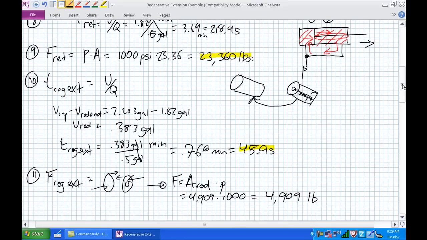Okay, so we have just basically taken this problem from the beginning to the end. And so somebody say, well, why aren't you doing regenerative retraction? Well, there is no such thing as regenerative retraction because, again, if we hook pressure to both sides, it's going to extend. We've already figured that out because of the area imbalance. There is no such thing as regenerative retraction yet. You might be the person that invents it. Okay, so you should be able to do a problem of this difficulty without difficulty.